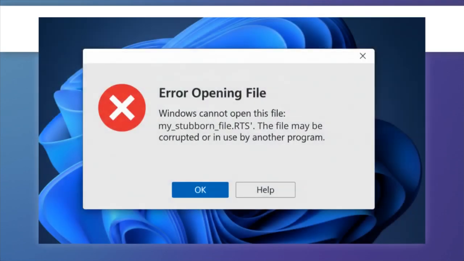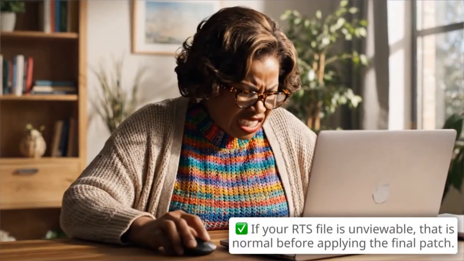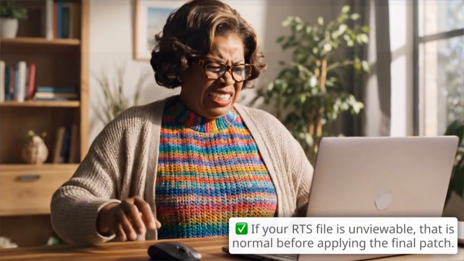If your RTS file still refuses to open, stay calm. The file is forcing our hand. We're going to challenge it by testing these common failure scenarios right now.